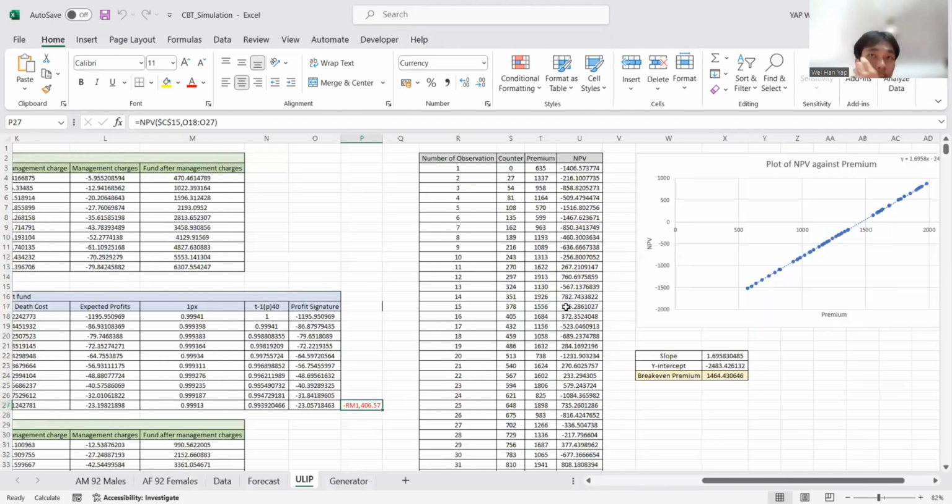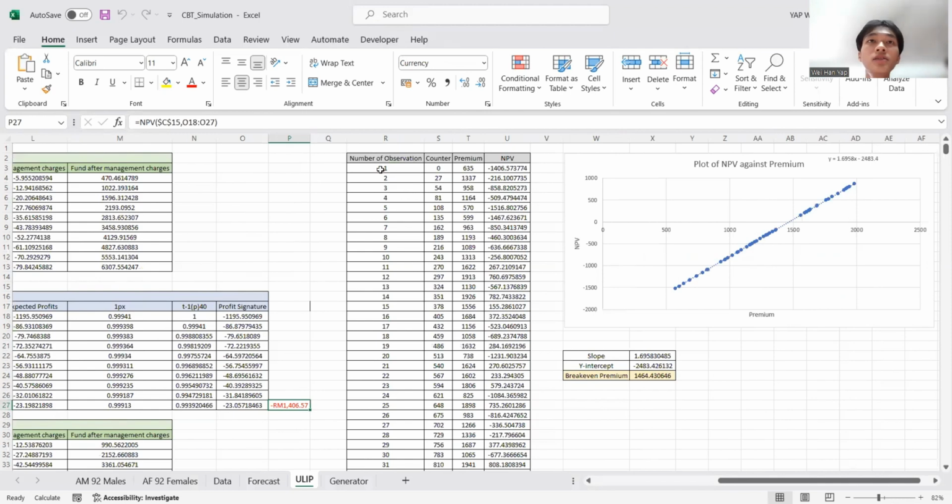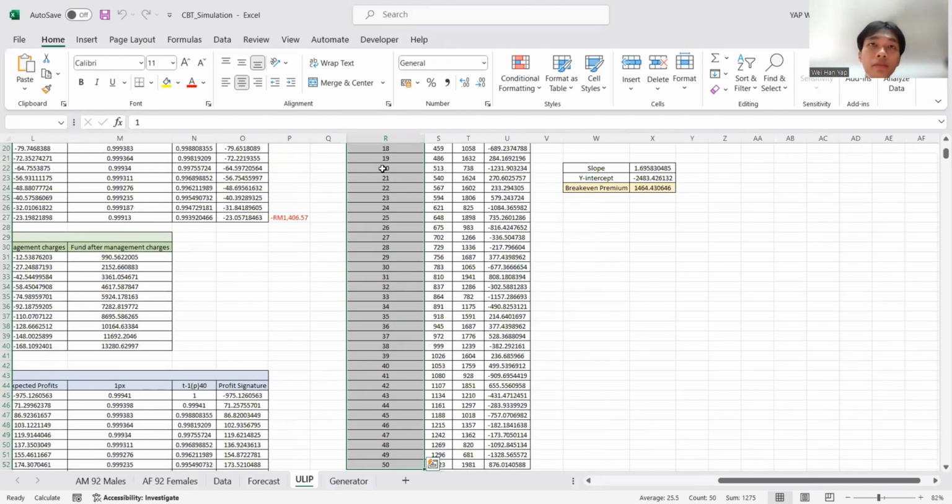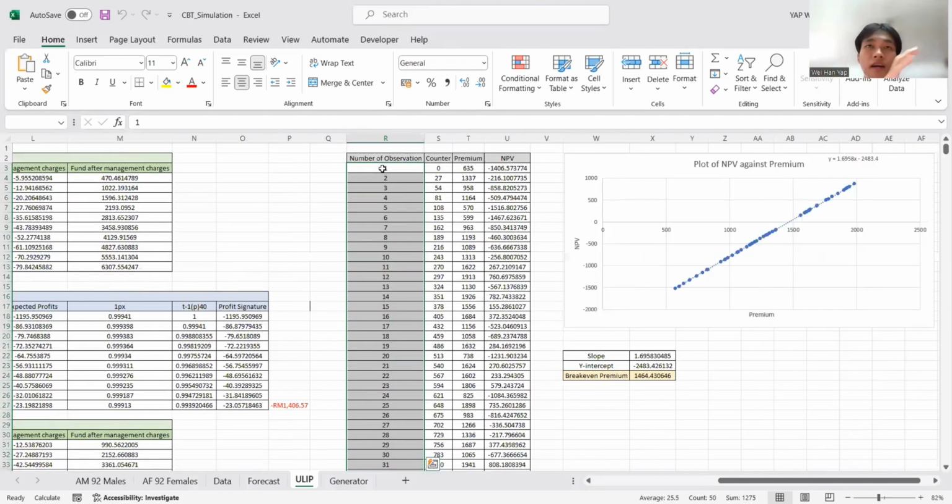Let's talk about the simulation part more. I have simulated 50 sets of the whole calculation with different premiums, ranging from 500 to 2000. Simulating 50 sets allows me to get an accurate answer, accurate to 7 decimal points, which is already very sufficient for the result of the test. From these 50 simulations, I can identify each and every NPV of the premium within the range.